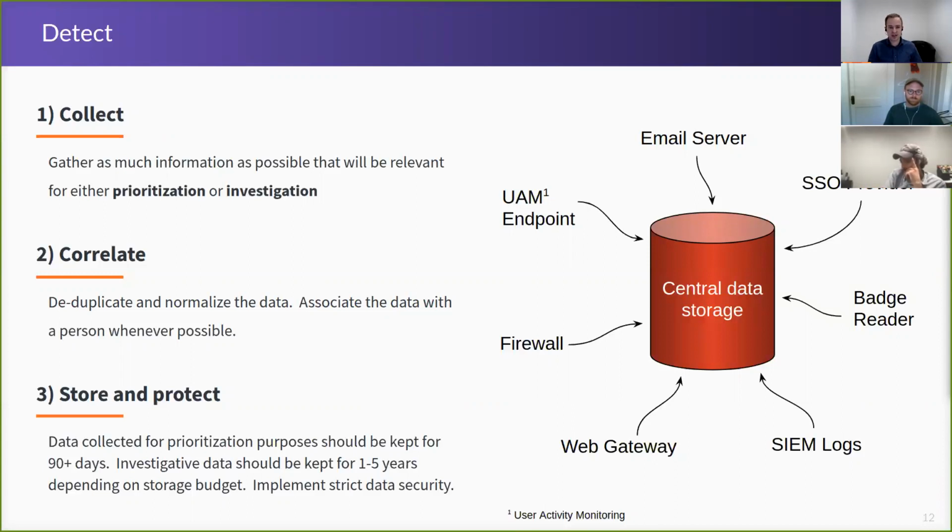So step 1, you need to collect all of the data, correlate it, and associate it all back to an individual. Typically, all of these data points have their own way of representing it, their own log formats, their own user IDs. So you have to deconflict that and align all of the data together. And then lastly, you need to store it and protect it.